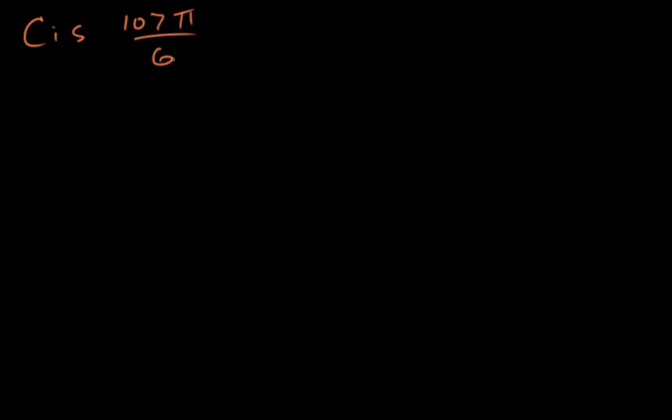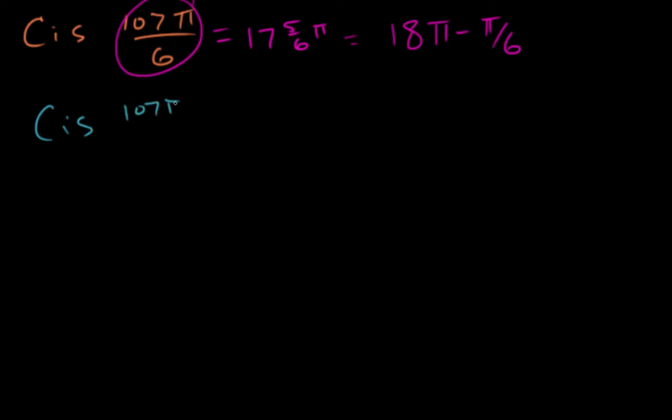Okay, so we're asked to simplify this. One way we could envision this is to change this part into a mixed number, 17 and 5/6 pi, which we could envision as 18 pi minus pi over 6. So we could rewrite the original as 18 pi minus pi over 6, like this.